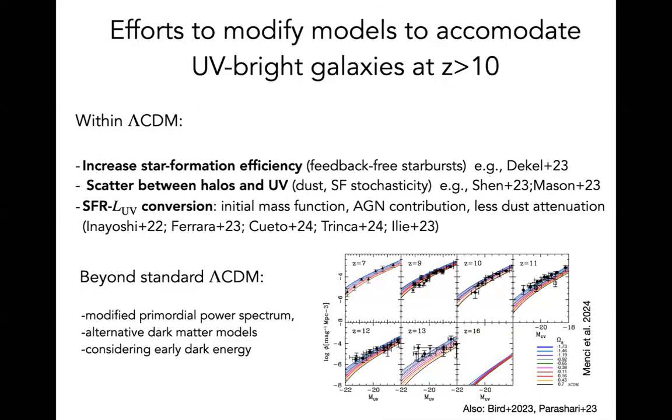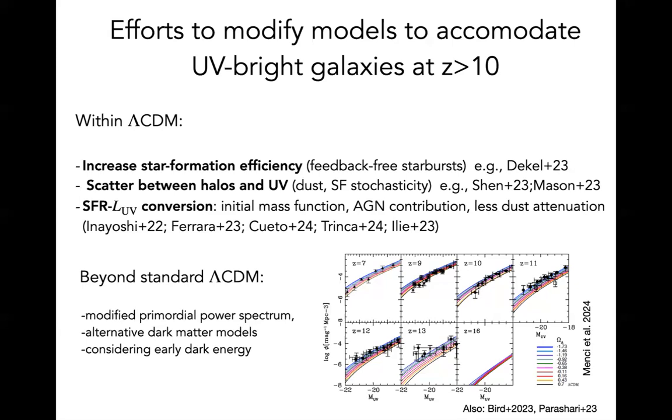Or you can go for other physical models, for instance for the ISM, for the dust, assuming you have less dust attenuation in your galaxies, or a contribution from AGN. There are different kinds of works that you can do within lambda CDM to account for this excess of the UV luminosity, since the models that I was showing before are mostly based on semi-analytical models or simulations that don't have the detail of the ISM that we need to explain them.